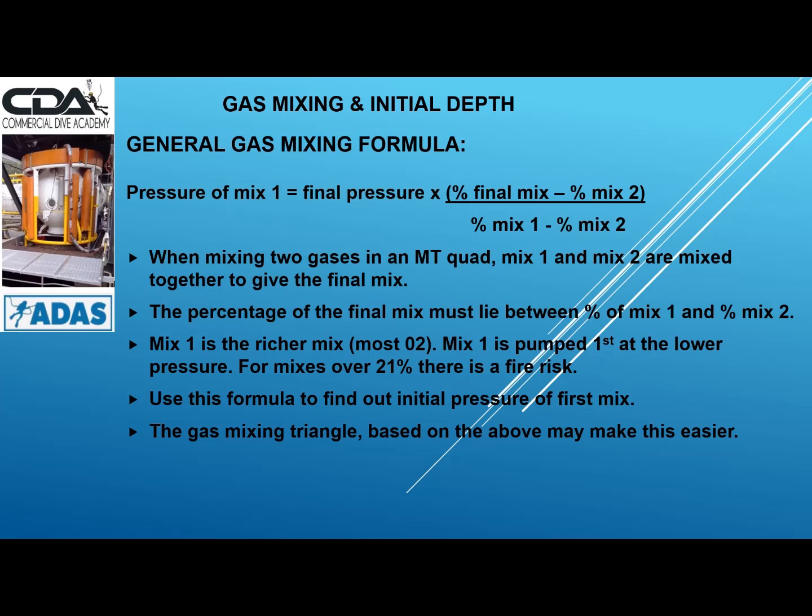Now, a note of some importance: for mixes over 21% there is a fire risk. That's something we have to be careful about. We try not to mix high oxygen. We use this formula to find out the initial pressure of the first mix. Now the gas mixing triangle, which we'll cover, is based on the above, and some people find it easier to use.